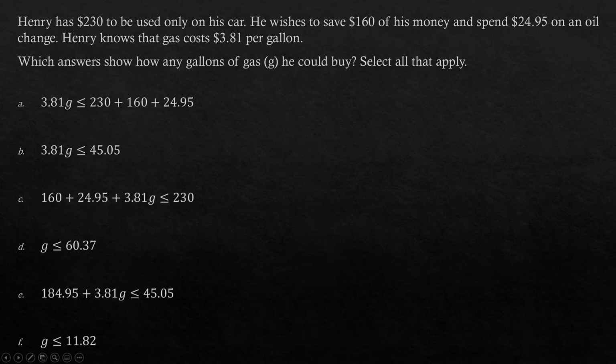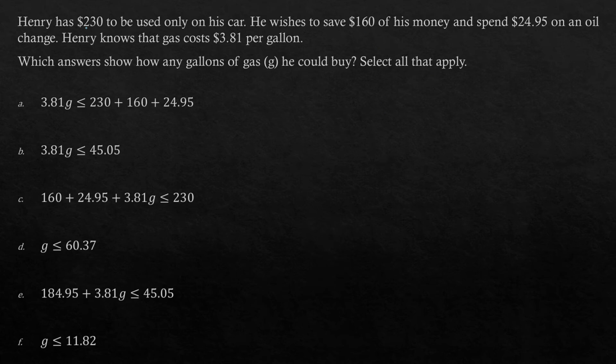All right, Henry has $230 to be used only on his car. He wishes to save $160 of his money and spend $24.95 on an oil change. Henry knows that gas costs $3.81 per gallon. Which answer shows how many gallons of gas G he could buy? Select all that apply.